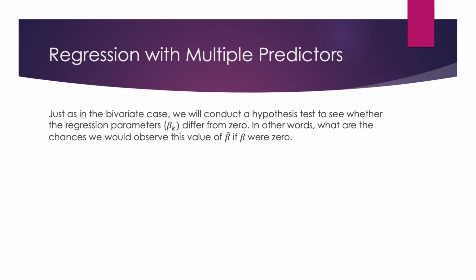In this video, we'll be going over a little bit more about our friend regression. Instead of using only one predictor in a regression model, we can do a regression with multiple different predictors. Just as in the bivariate case, we're going to conduct a hypothesis test to see whether our regression parameters differ from zero. In other words, what are the chances that we would observe this value of B predicted if the actual value of beta were zero?